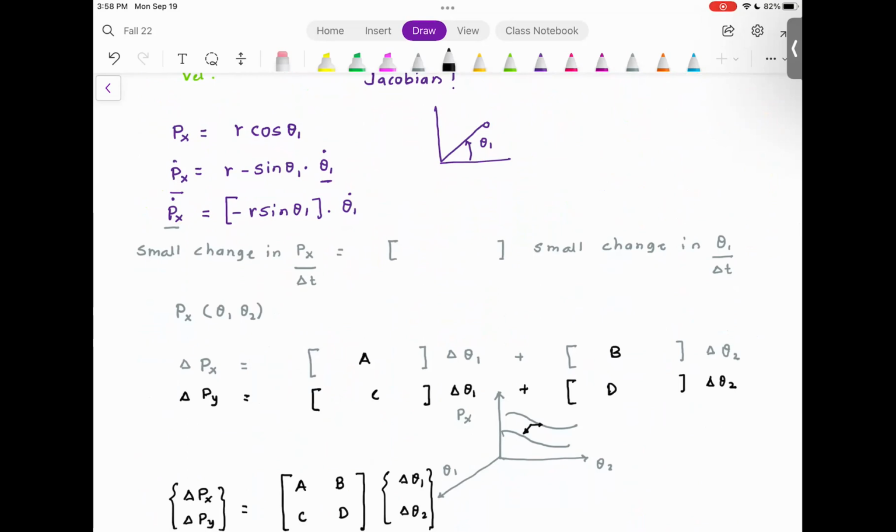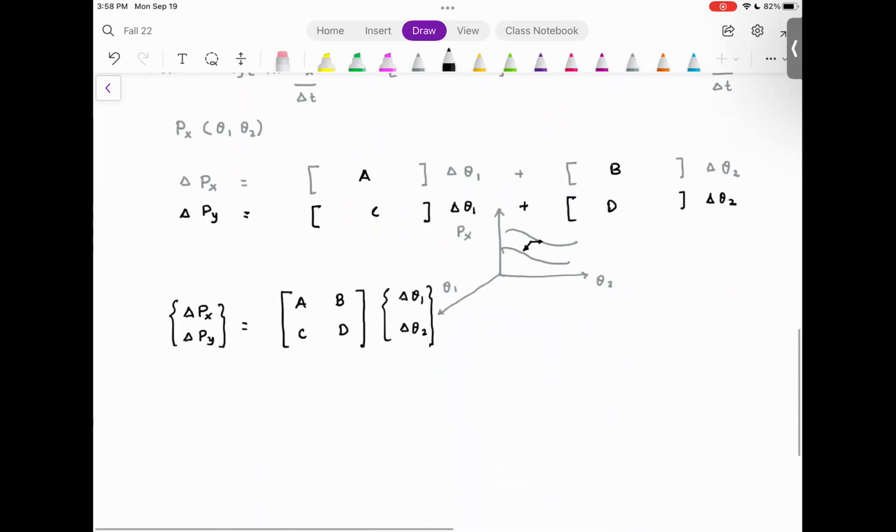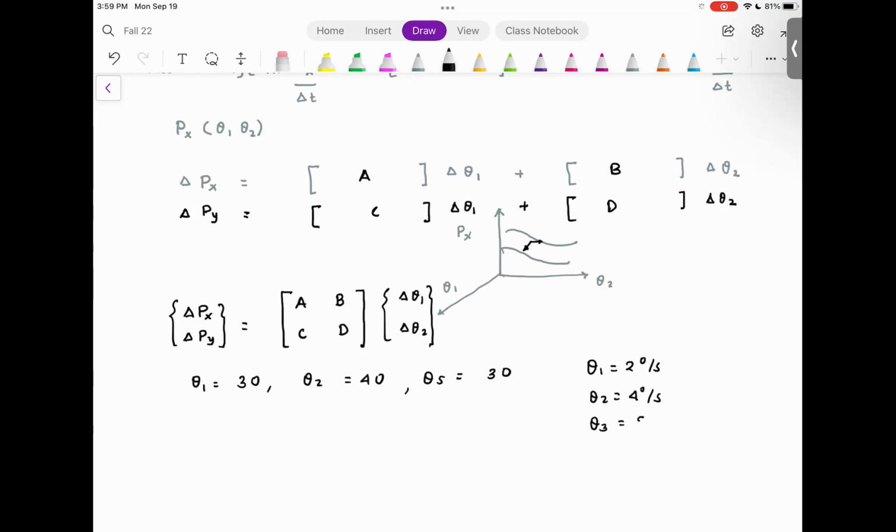So if you want to find the answer to that question, let me take an example, and that would actually make things very clear. Say my values of theta 1 is 30 degrees, theta 2 is 40 degrees, theta 3 is 30 degrees, and my joint velocities, theta 1 dot is 2 degrees per second, theta 2 dot is 4 degrees per second, theta 3 dot is say 5 degrees per second. What I would do is find out the value of this Jacobian for these joint angles and then substitute these thetas over here and get the answer at that time.